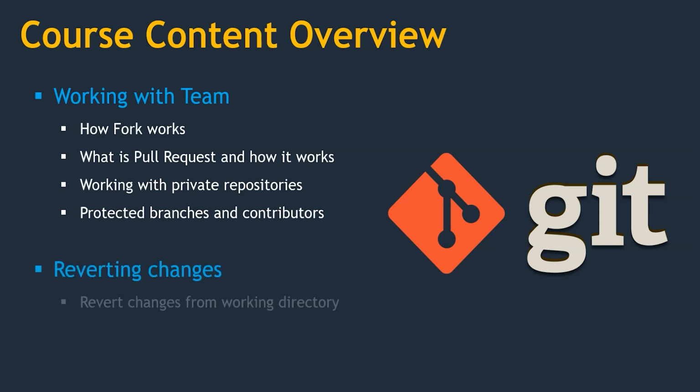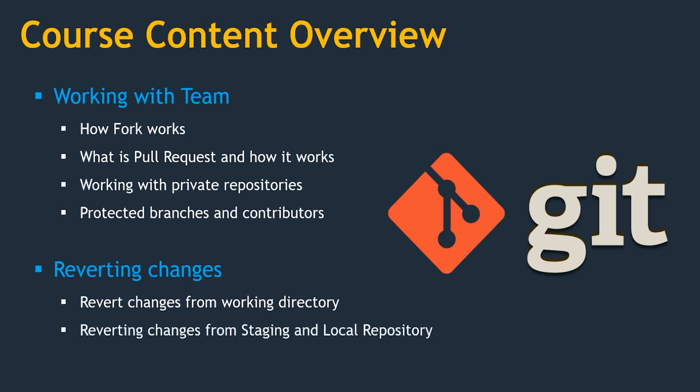Next, reverting changes. If we have made any changes to our working directory, how can we revert? Similarly, how can we revert from the staging area and local repository, and the git ignore file?